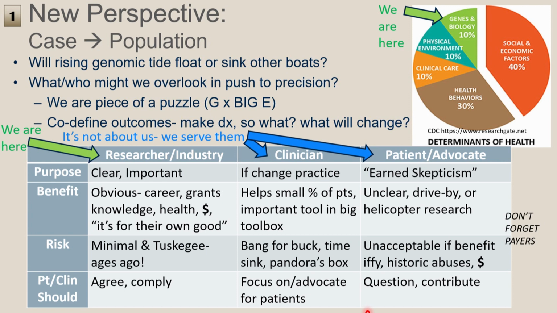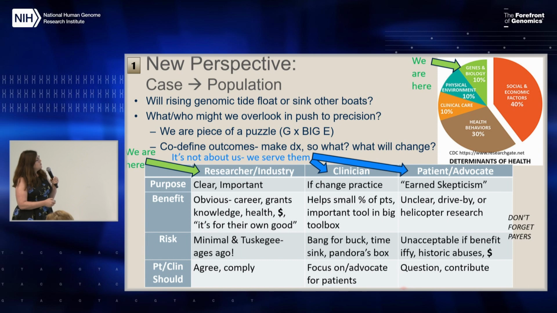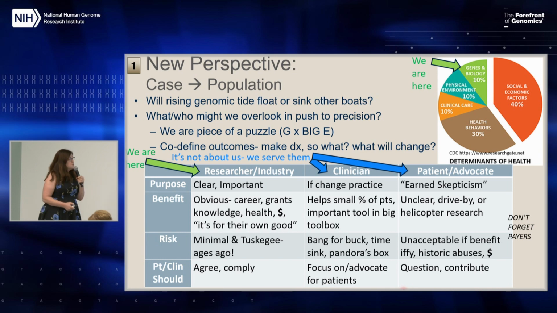I also wanted to point out this chart, because as we look at our perspectives, and I do think our perspectives need to change to enhance our partnerships, we should think about where we are. We're members of the research community and, to a degree, industry. But that's not what this is about. We're serving clinicians, patients, advocates, and communities. That's why we do what we do. We think what we do is really important. The benefits are obvious, and we think patients should, for the most part, listen to us because we know what we're doing.